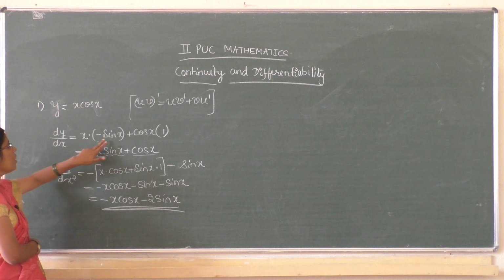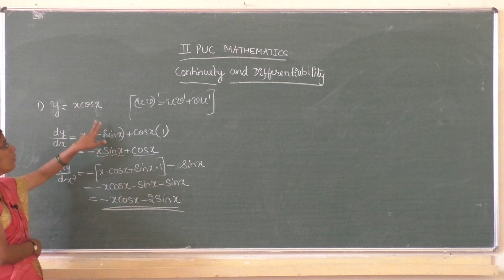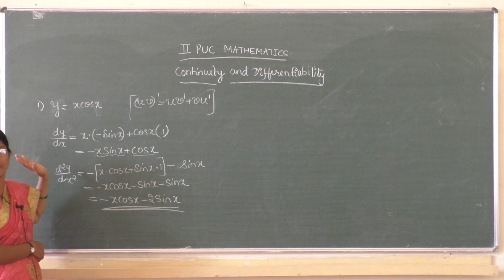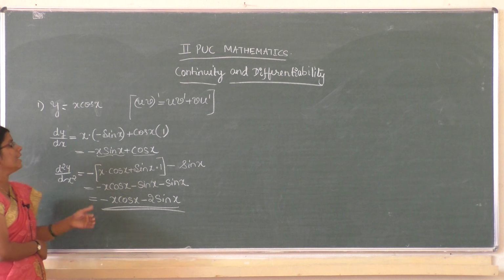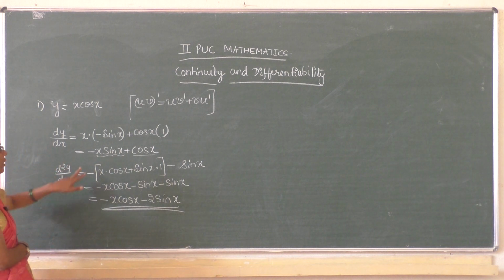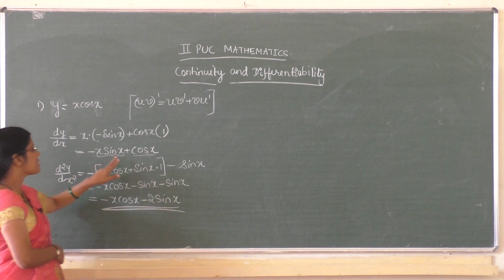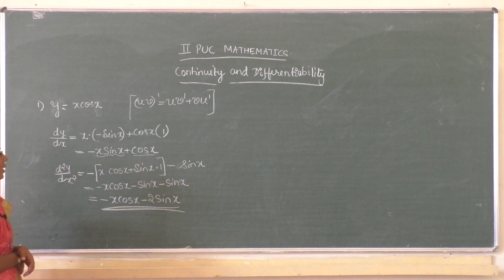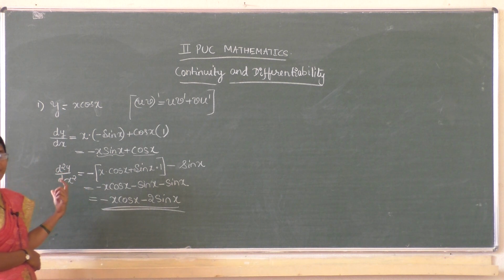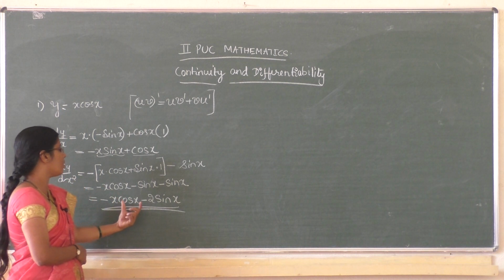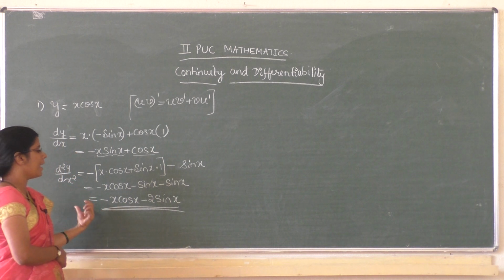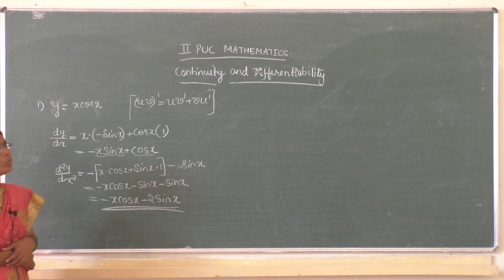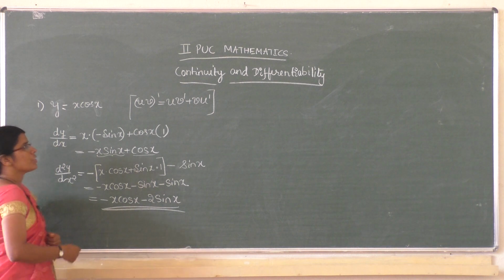So x into minus sin x plus cos x is the first derivative, which gives minus x sin x plus cos x. Then differentiating once again, x into derivative of sin x is cos x plus sin x into derivative of x, which is 1. After simplification we get minus x cos x minus sin x minus sin x, that is nothing but minus x cos x minus 2 sin x.